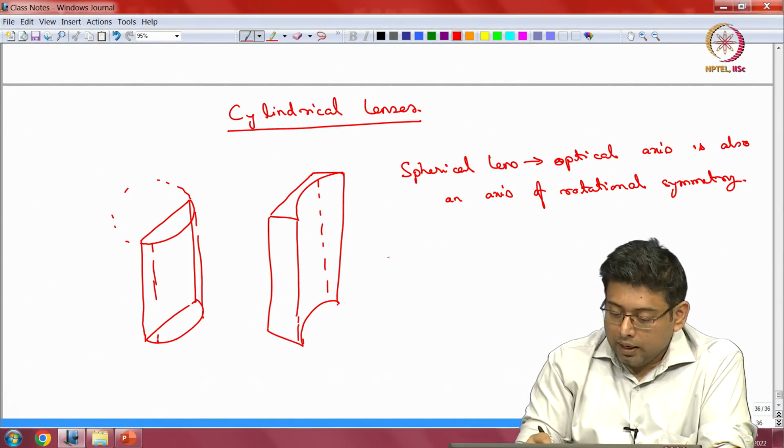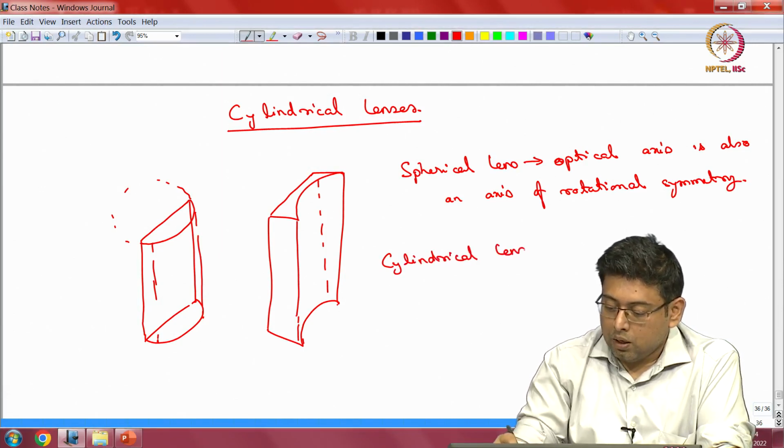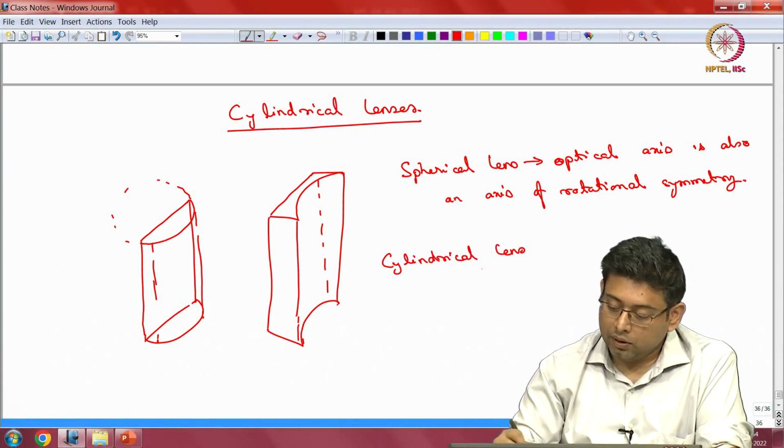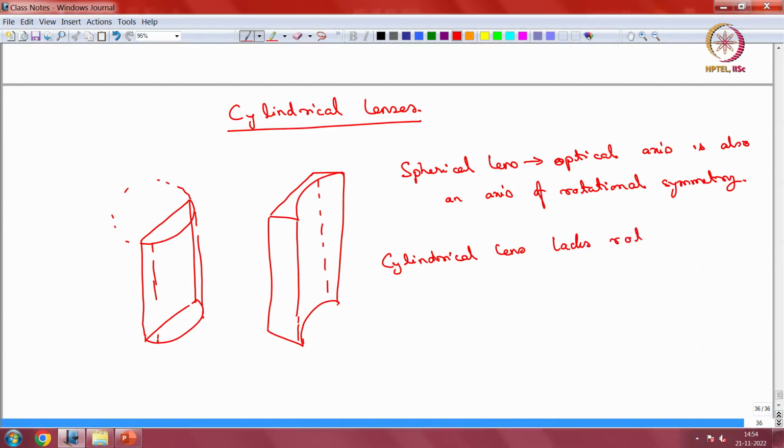Now, in a cylindrical lens, however, the optical axis is not an axis of rotational symmetry. So, a cylindrical lens lacks rotational symmetry about its optical axis. Okay. So, cylindrical lenses have asymmetrical focusing properties.